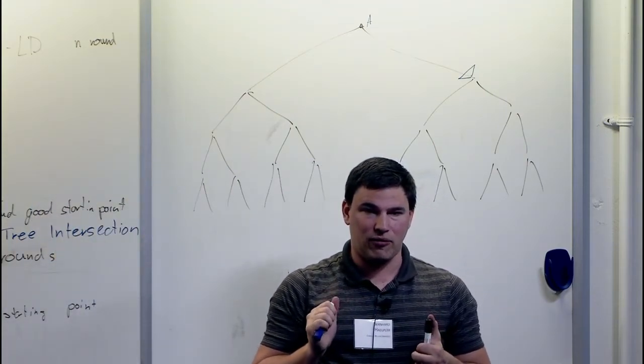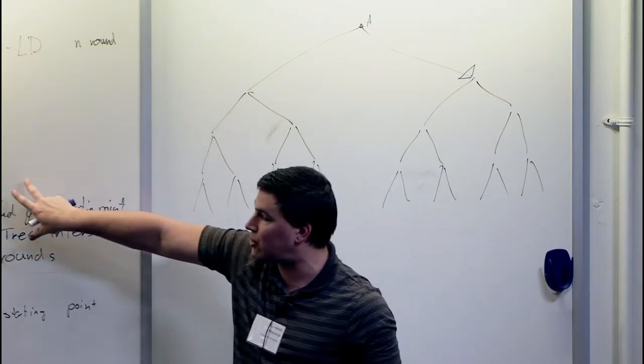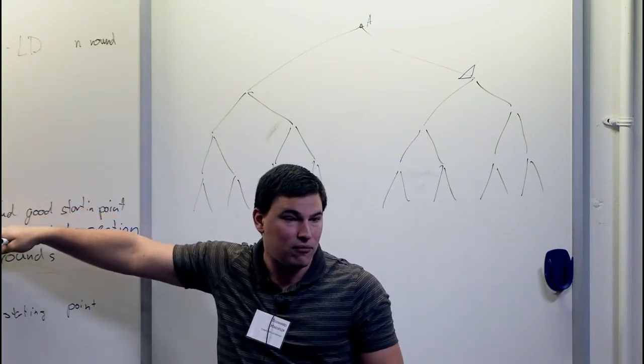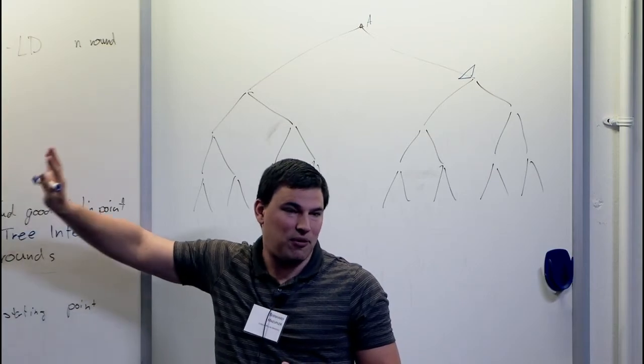Does that make sense so far? So if we can solve tree intersection in, let's say, log squared n rounds, we would be very happy.